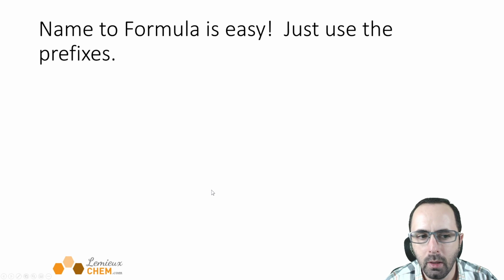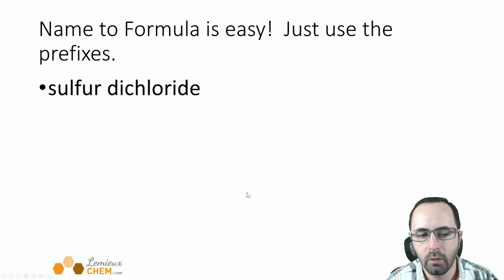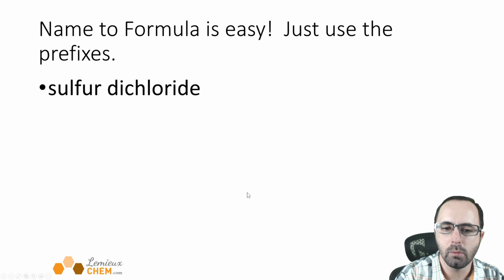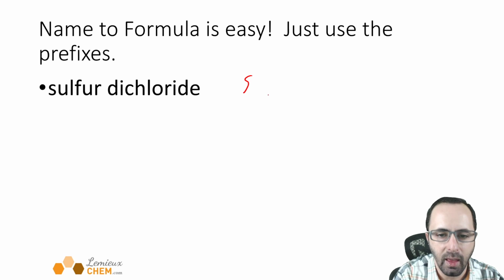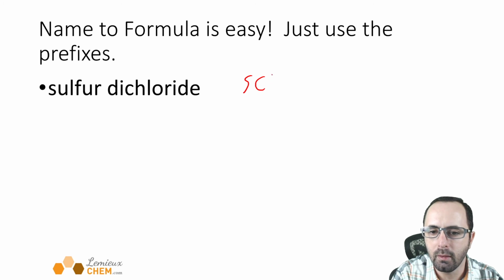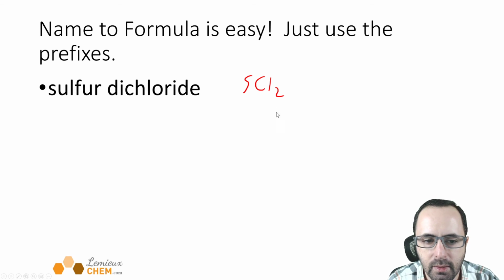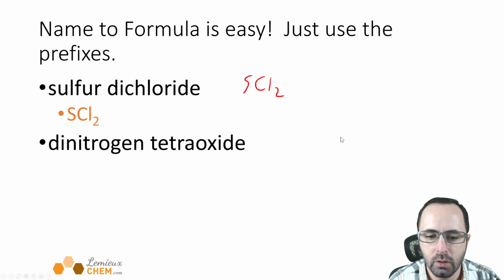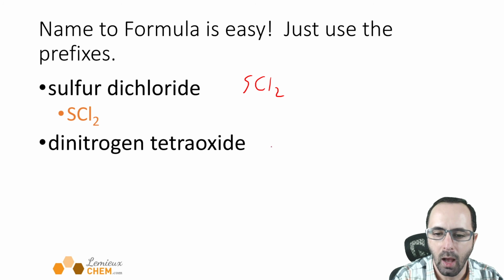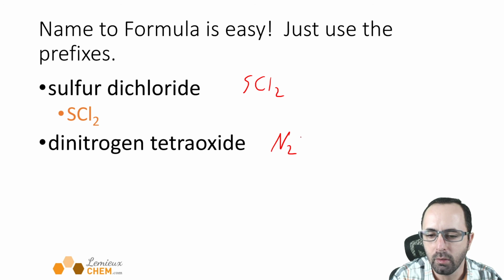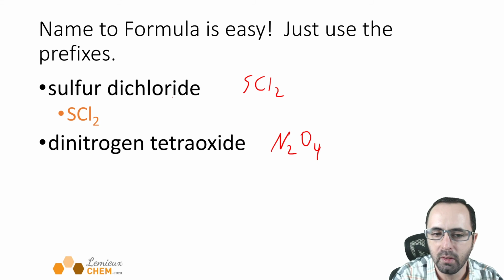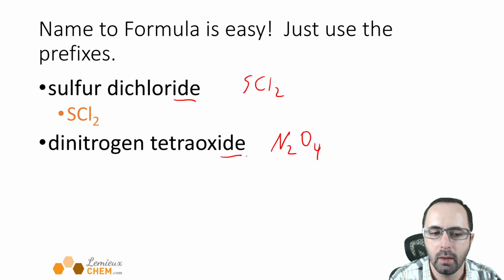So name to formula, pretty easy. Sulfur dichloride. Remember, we never have a mono at the beginning, so it's just S. And then dichloride means two chlorines, SCl2. Dinitrogen tetraoxide. So di is the prefix for 2, and tetra is the prefix for 4. So we have oxygen, 4 of them. Notice we always end with "ide" on the name, right? "Ide." But we don't put "ide" in the middle.